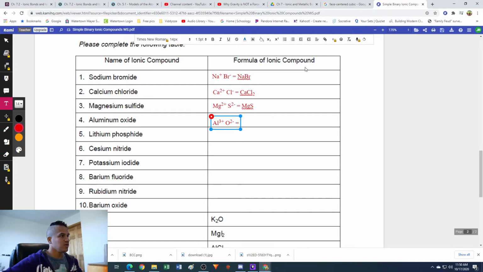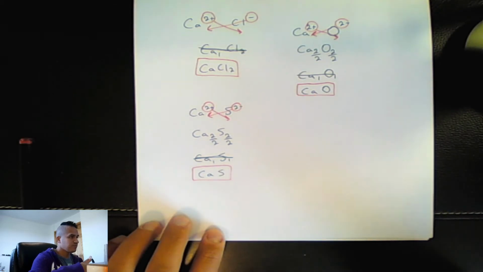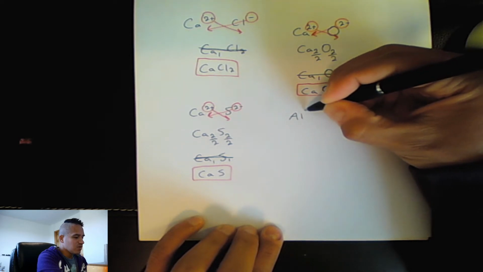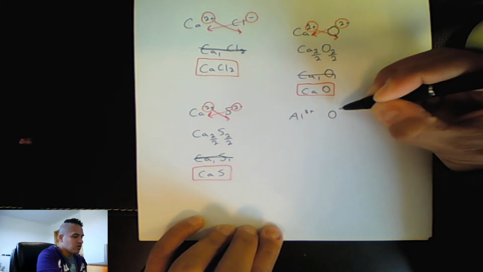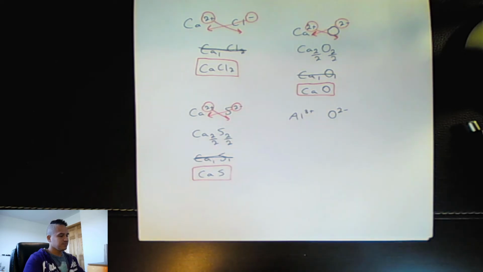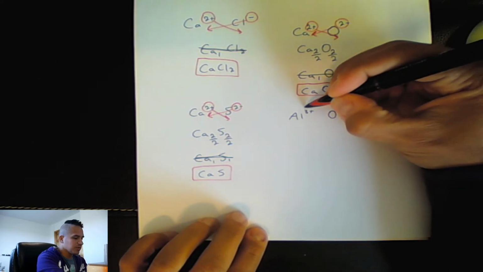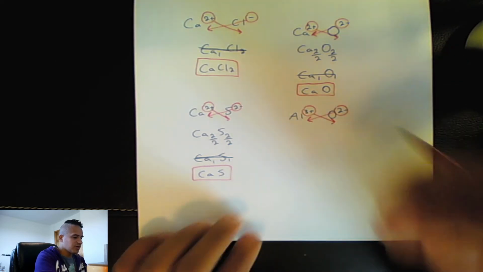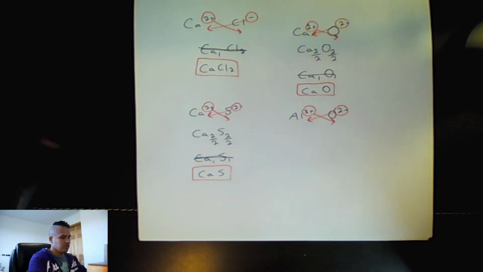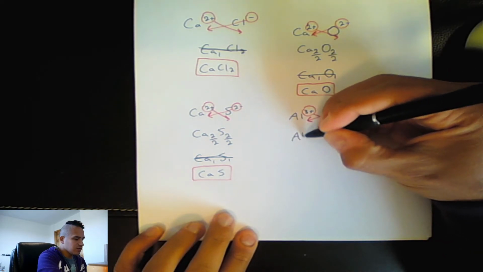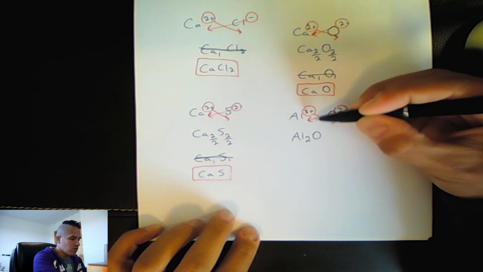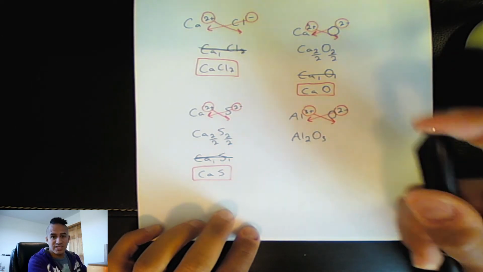All right, so now, again, let's switch back to our paper to show this using our Wonder Woman method. I'll make sure I write the right formulas this time. So we have Al, which is 3+, and O, which is 2-. So if we do our Wonder Woman, we'll take our 3 from our aluminum, drop it down onto the oxygen, take our 2 from our oxygen, drop it down onto the aluminum. So we will have Al with a 2, again, we don't bring the negative with, and then we have an O with a 3, and again, we don't bring the positive with.